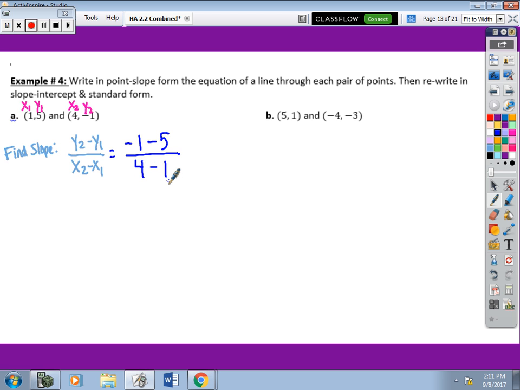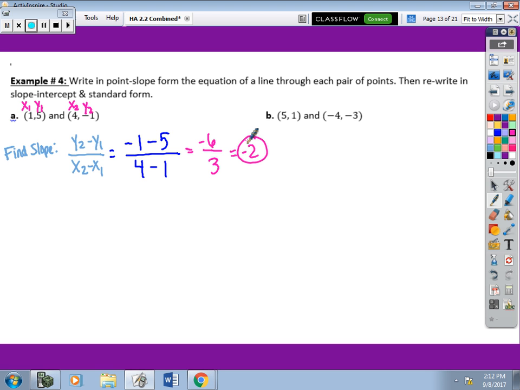So in the numerator, we should get negative 1 minus 5, which is negative 6. 4 minus 1 is 3, and then if you can divide those, you should. So whenever we divide that, we'll get negative 2. Also, if it just ended up being a fraction, you want to reduce that fraction.